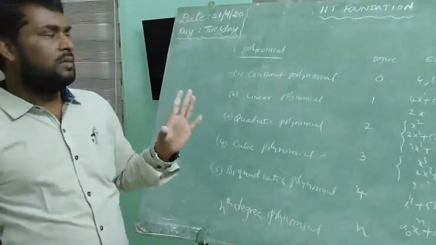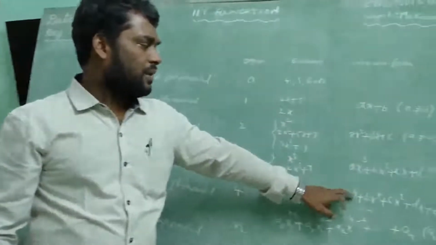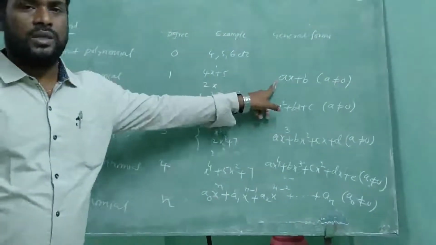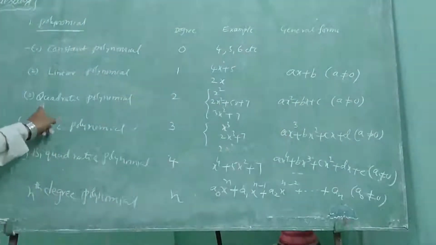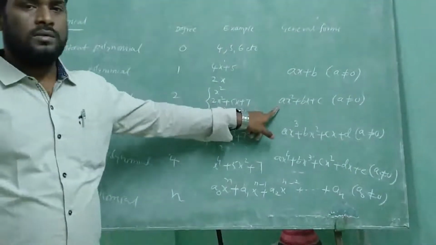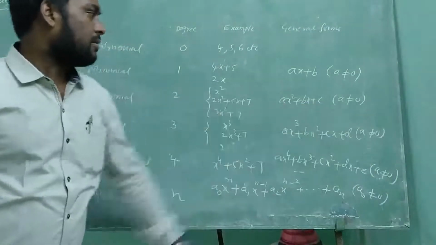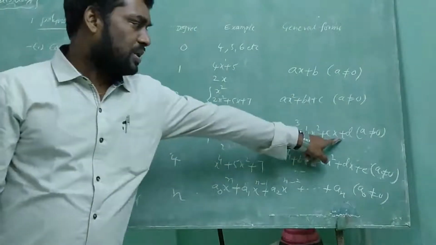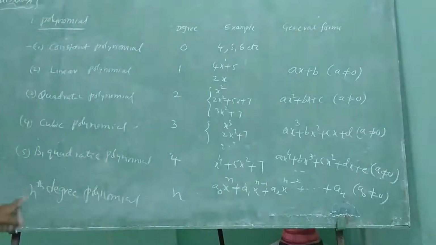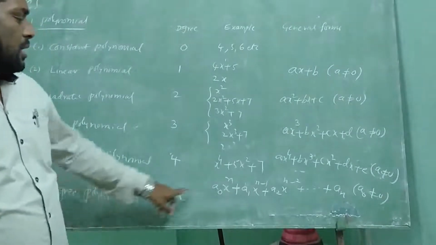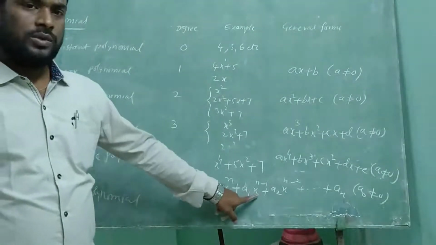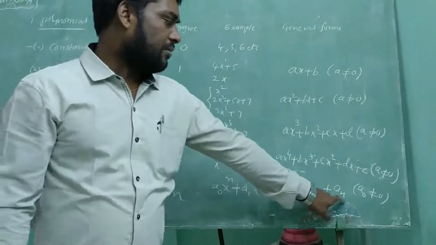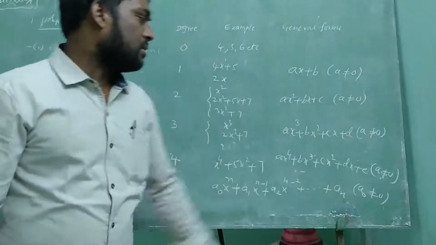The most important concept is general forms. General forms are very important. The general form of a linear polynomial is ax plus b, where a is not equal to 0. The general form of a quadratic polynomial is ax square plus bx plus c, where a is not equal to 0. The general form of a cubic polynomial is ax cube plus bx square plus cx plus d, where a is not equal to 0. The general form of an nth degree polynomial is a0 x to the power of n plus a1 x to the power of n minus 1 plus a2 x to the power of n minus 2 plus and so on plus an, where a0 is not equal to 0.